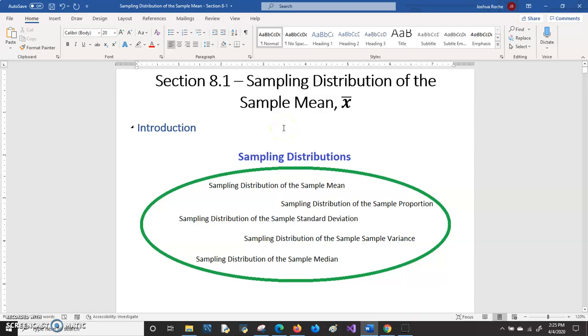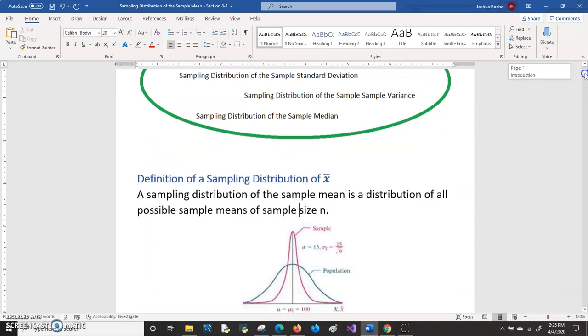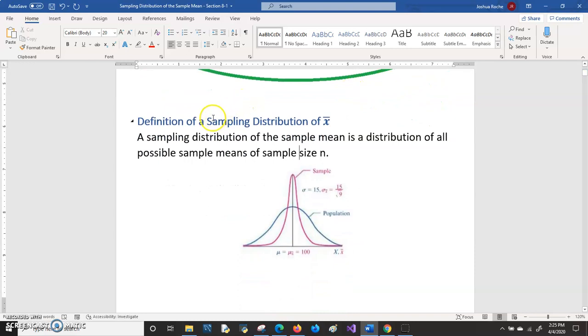What we'll focus on in our class are sampling distributions of the sample mean. There are a whole bunch of different kinds of sampling distributions, and I've listed a few of them here, but this will be the main one we focus on, distribution of the sample mean. And a distribution of x bar, the sample mean, is a distribution of all possible sample means of sample size n, of a certain sample size.